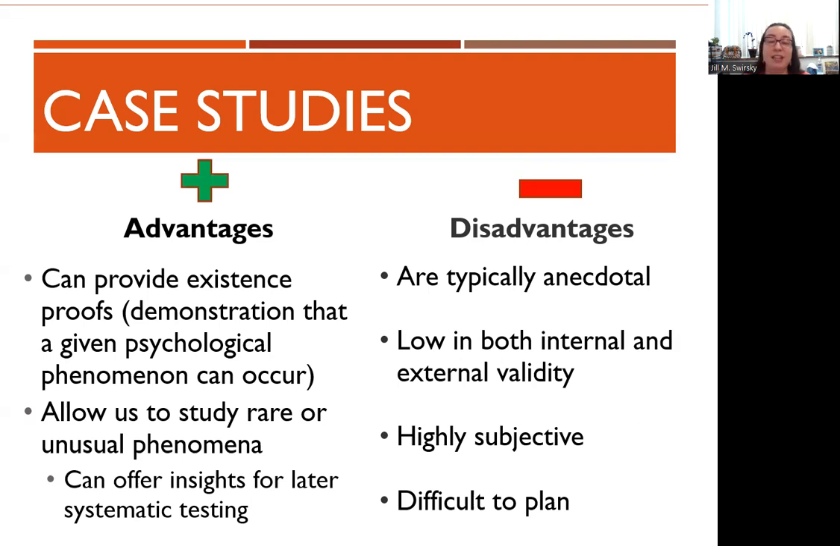On the downside, they are typically anecdotal, so they're based on one story. Remember, we talked in the first week about how that's problematic. So they're very small scale, case-by-case conclusions. They're really not generalizable. They are low in both internal and external validity. We can't generalize our findings outside of the study, nor can we infer causation.